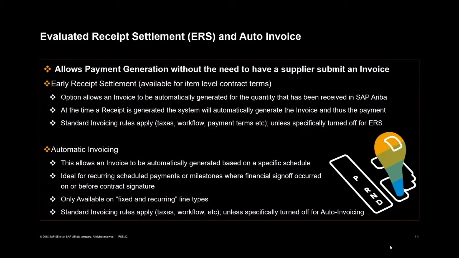Automatic invoicing is basically the same, only it is for those scheduled, fixed, and recurring items where you automatically have a schedule that says we owe this amount every quarter. So every quarter we're just going to automatically generate an invoice. It will go through all of the standard invoicing approval rules, tax, workflow, etc. Unless it's specifically turned off, you do have the option of turning that approval workflow off, and then it will automatically pay the vendor after that.